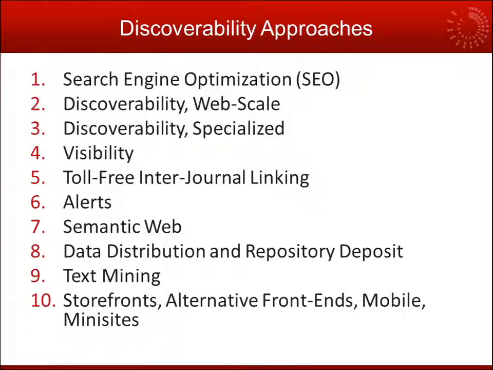The semantic web, open linked data, micro-tagging, that's another way of making your content discoverable. Data distribution and repository depositing. At HighWire, we call these the downstream services that you provide. It's taking the metadata and putting it someplace where lots of people can pick it up and use it. Text mining, which is allowing services to come in and hoover up the content so that whoever's doing the hoovering can then do textual analysis or extract data based on all of the content that they've extracted.